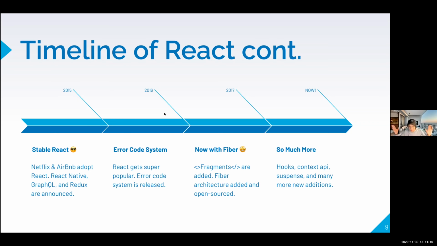In 2016, we had these nice error code systems. So now we'll know why it would break, instead of just telling us that the line is broken. It would tell us the reason for it, like you can't change state directly or something. That all came in 2016. And then in 2017 is a big thing, Fiber, and fragments were also introduced. The Fiber architecture allowed the DOM to update a lot faster. And what was even better was that you didn't even have to change your code. It's all under the hood. You just update and you have it already.